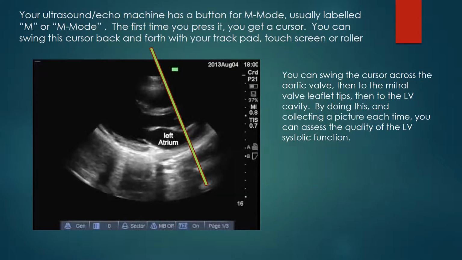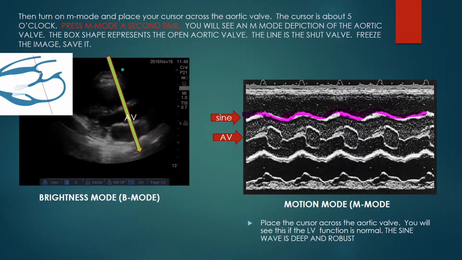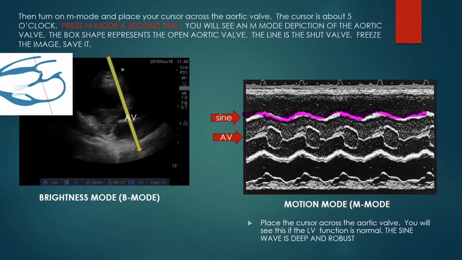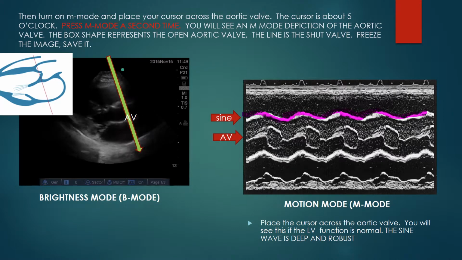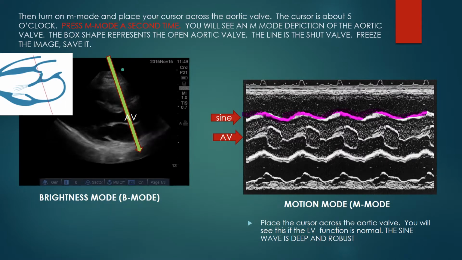Your machine has an M mode button, and we're just going to press that. The first thing you'll see is a cursor, and you can move that cursor back and forth across the moving picture. And right now, first thing, we're going to put it across the aortic valve area. And you're going to see a sine wave pattern and a pattern like a box just below it. Remember, you usually have to press the M mode button twice, once just to see the cursor, and then again to see it go into M mode. And you can move the cursor back and forth to position it where you want.